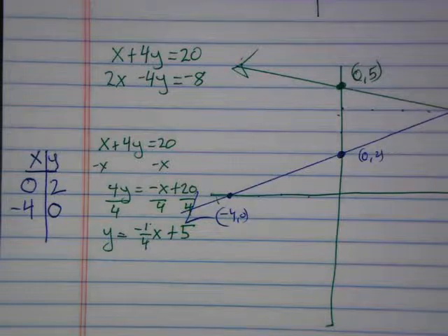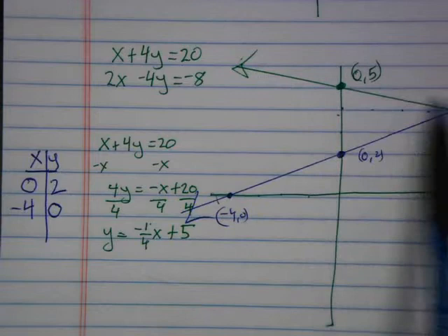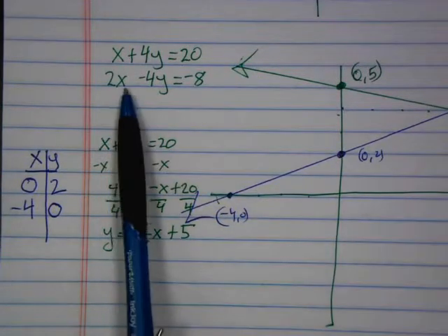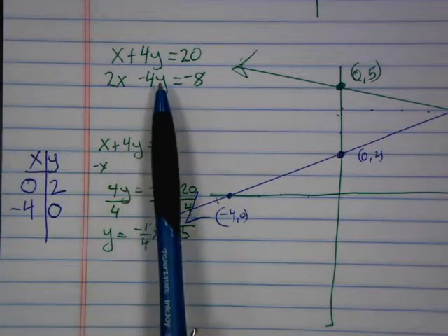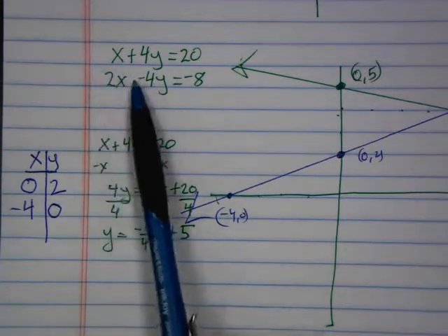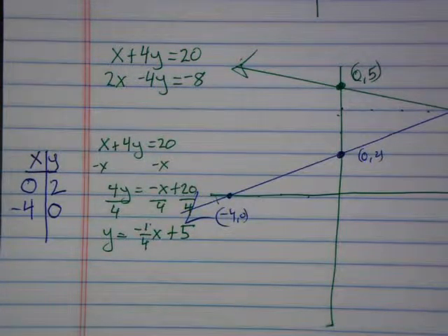Yeah, plug them in to see. A good idea is to plug them in to see. I don't really need to plug 4, 4 into the first equation, because I already know it works for the first equation, right? Because that's one of the points we drew when we drew our line. So I would take 4, 4 and plug it into the second one. If I plug 4 in, I get 8 minus 16. Is 8 minus 16 equal to negative 8? It is. So 4, 4 is the right answer. Questions on that?